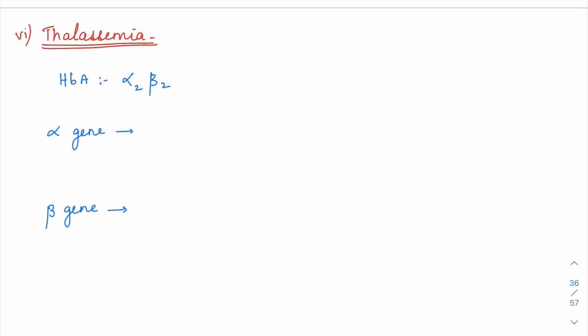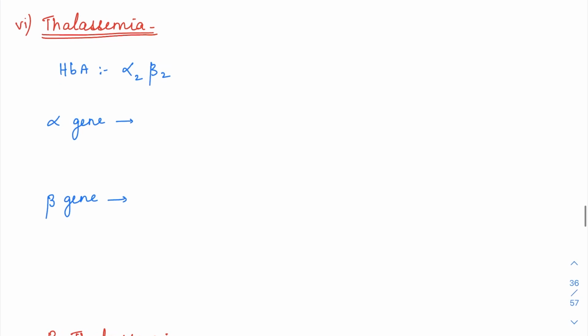So next we'll see about thalassemia. So thalassemia is again a hemolytic disease. Here the normal hemoglobin, I told, is going to be composed of 2 chains of alpha and 2 chains of beta. So alpha 2 beta 2.